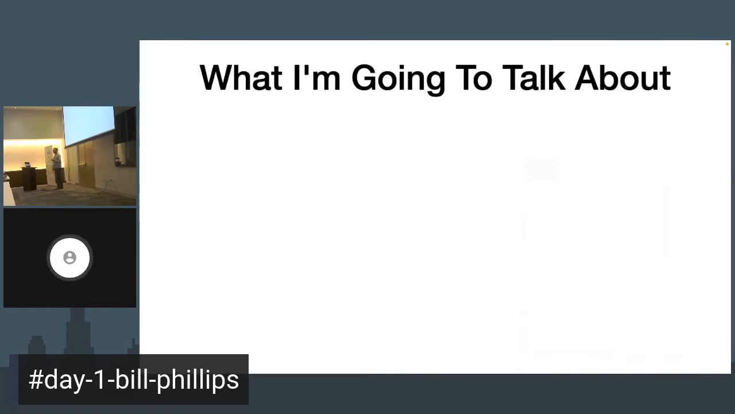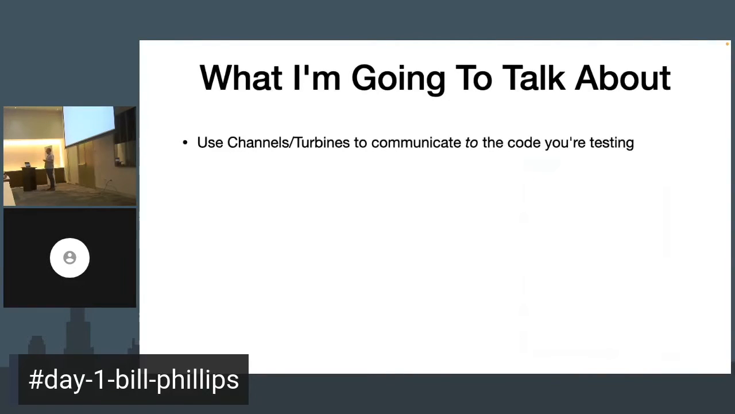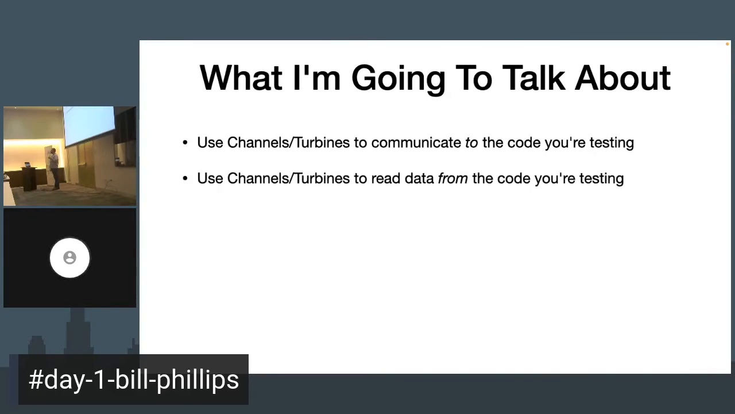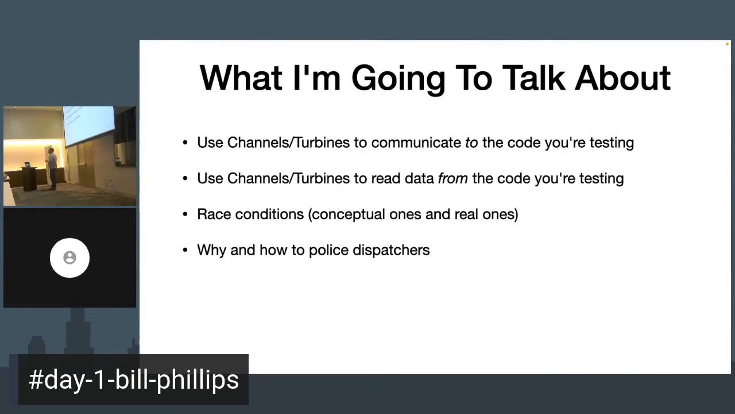All right, so what am I going to talk about today? First, use channels or turbines to communicate to the code that you are testing. Use channels and turbines to read data from the code you're testing. We're going to talk about race conditions, both conceptual race conditions and real race conditions. I'm going to talk about why and how to police dispatchers in the code that you have under test. And we're going to talk just a little bit about structured concurrency.